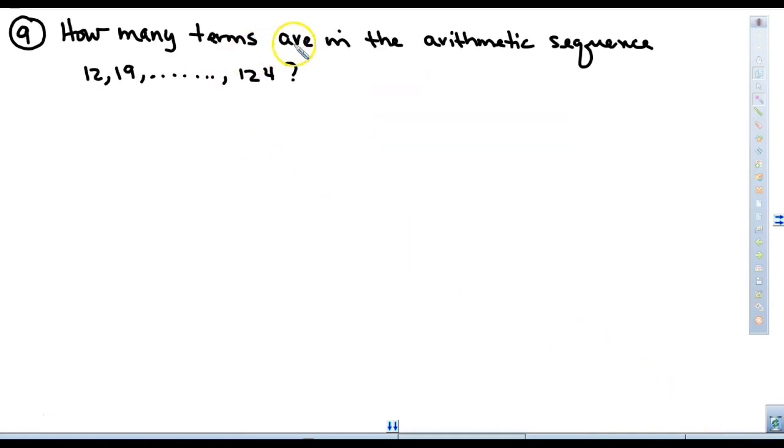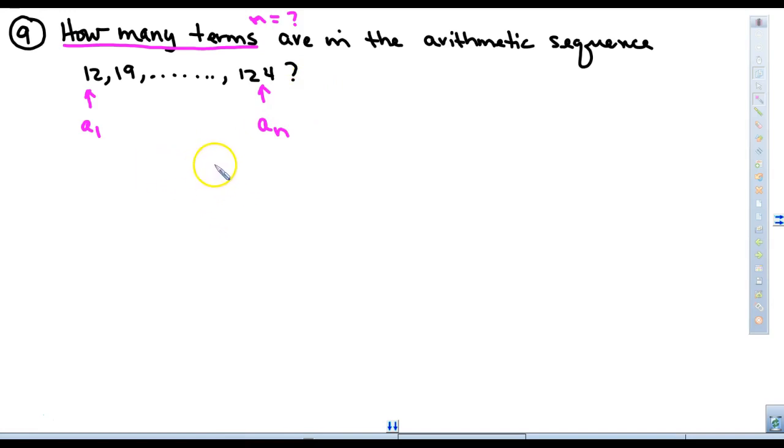Let me see. Number 9. How many terms are in the arithmetic sequence? Okay, so we have this sequence. It starts at 12. It goes to 19. And then we don't know the terms in between, but we know it ends at 124. So this is a sub 1, and this is my last term, a sub n. Well, the question says how many terms. That means what is n. We don't know how many terms there are.